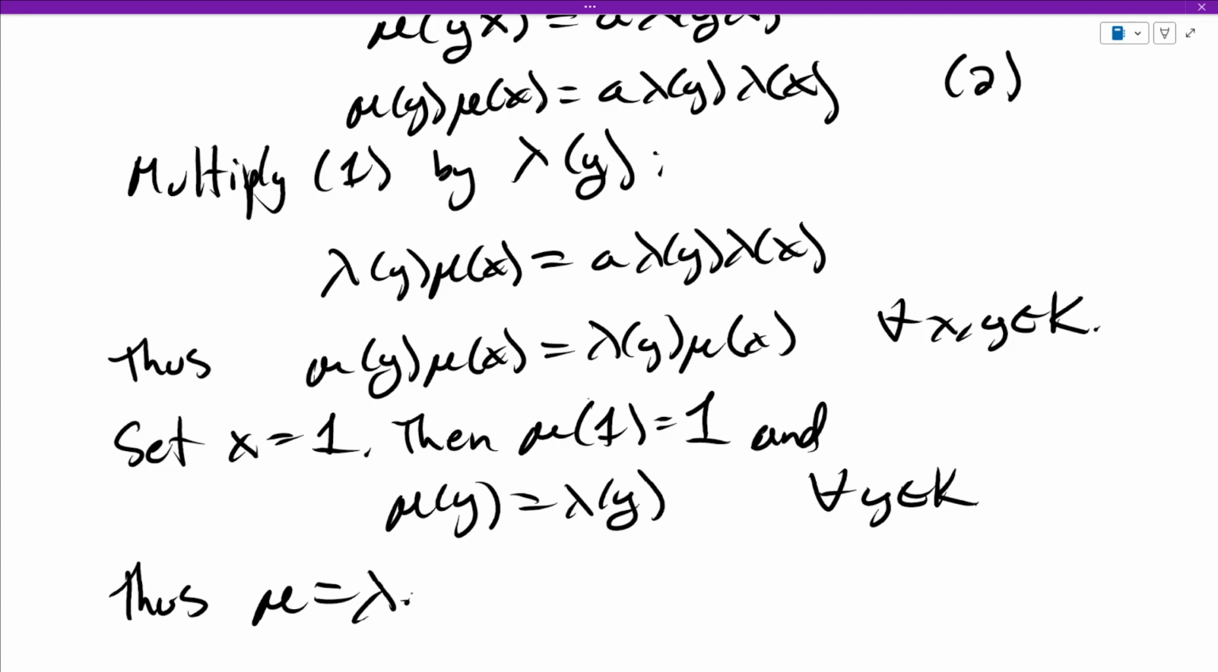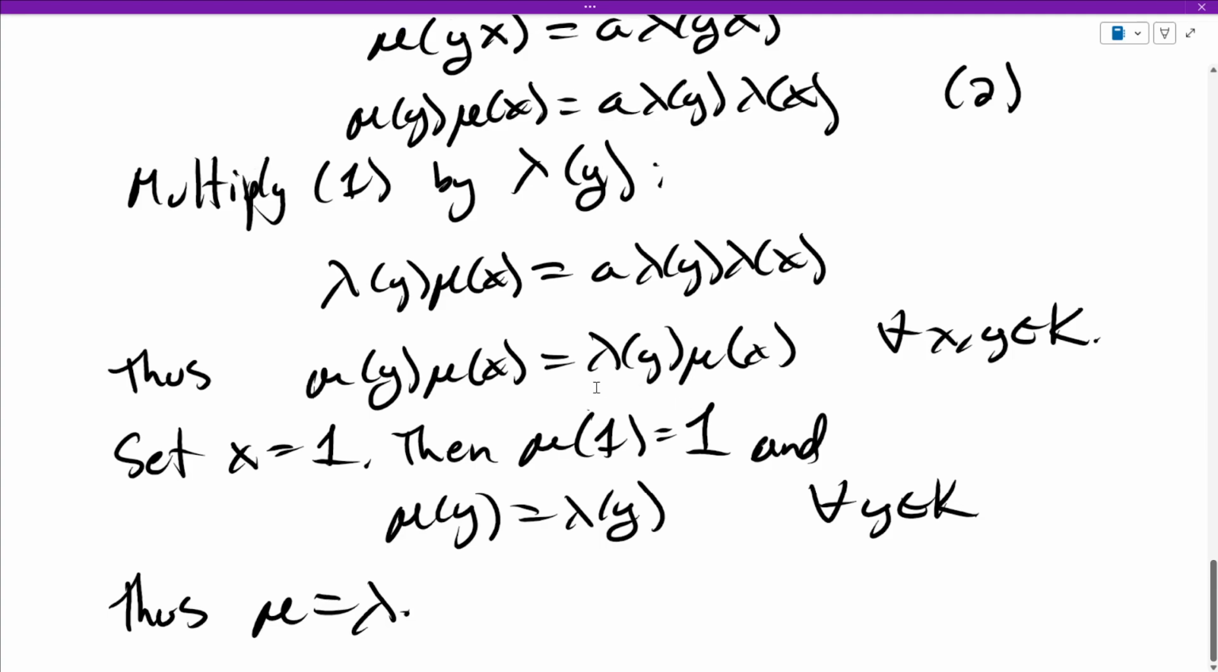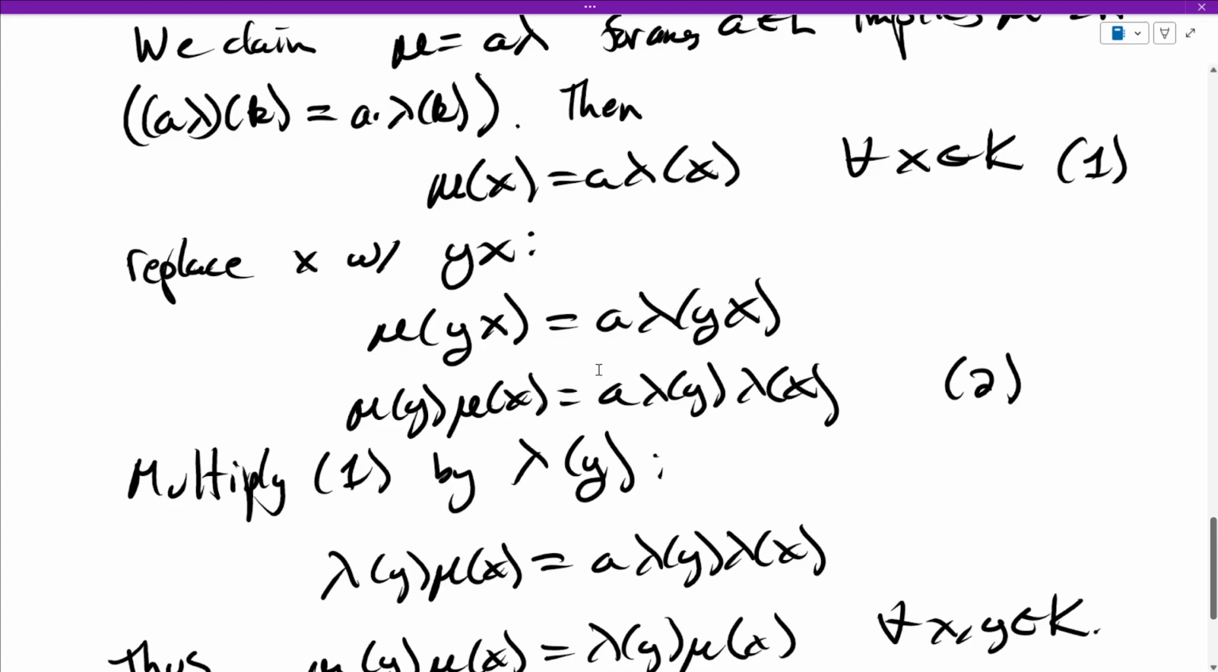Now notice, that's what we wanted to show, right? If they were multiples of each other, they must be equal. Multiples of each other when n equals 2 is the same as linearly dependent. So that's what we wanted to show. And notice we had to use the field structure. We used the field structure right here. It showed up right there.